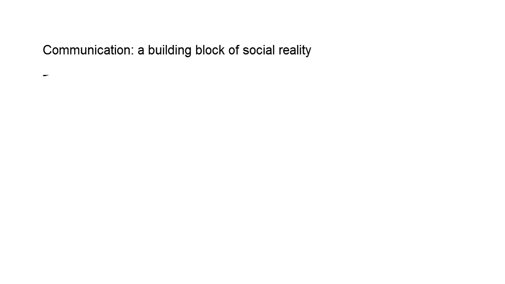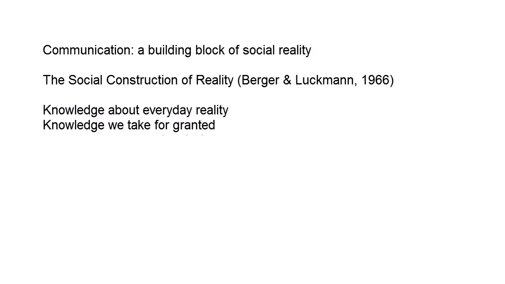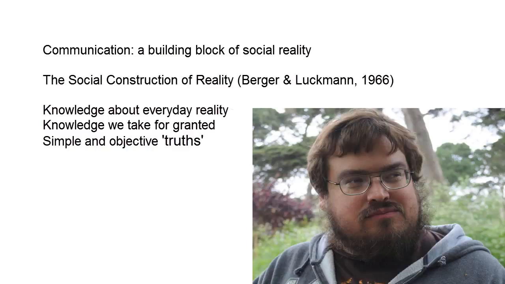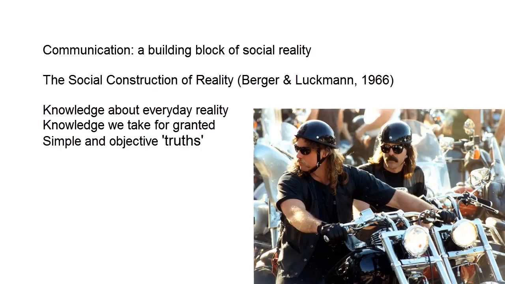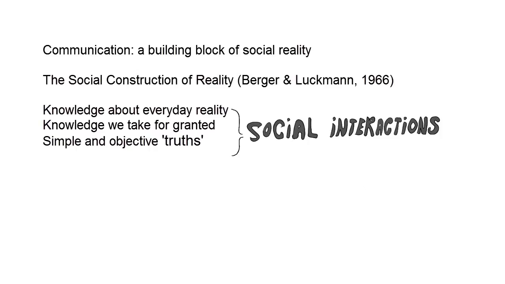In their influential book, The Social Construction of Reality, Berger and Luckmann argue that all knowledge about everyday reality, all knowledge that we take for granted, even simple and objective truths, are actually born from and maintained by social interactions. We know that lying is wrong, that boys play with cars, that motorcycles are cool, and that we should obey the law. Because as children and adults we are programmed by parents, friends, family, classmates, and indirectly by mediated communication with ideas of what is real.